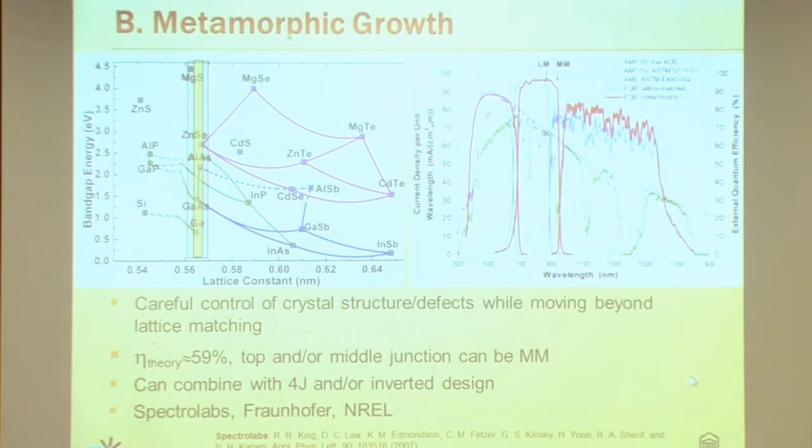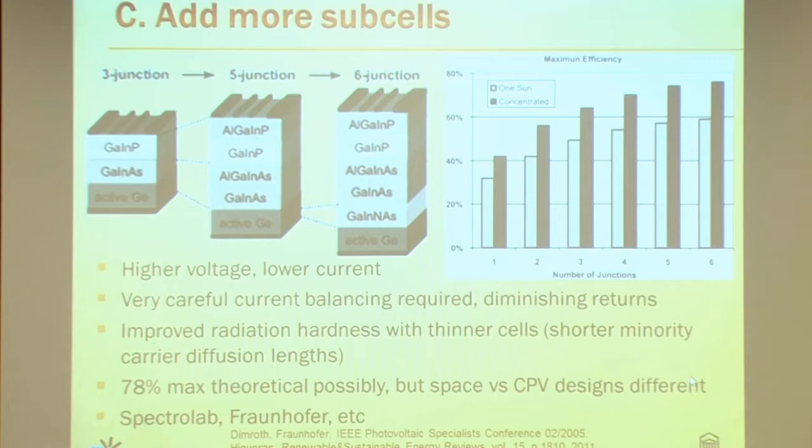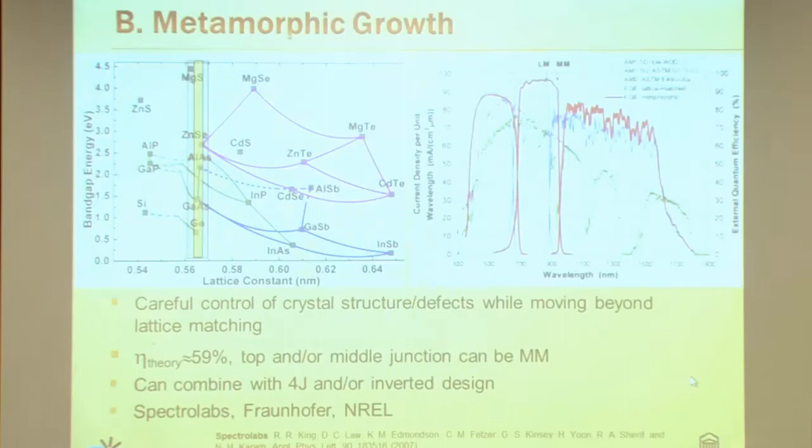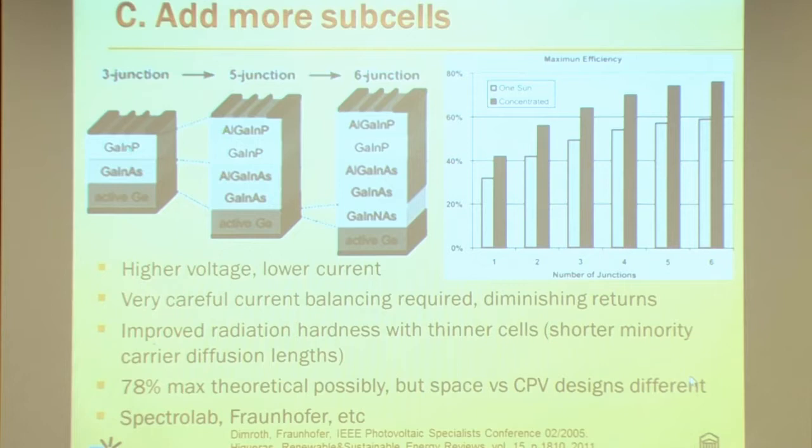Speaking of more junctions, you can add more subcells. So you're going to split this into more, smaller segments of the spectrum. What that's going to do is each subcell's absorbing a smaller portion of the spectrum, so lower current per subcell, but you're stacking more and more of these PN junctions together so you get a higher voltage out. And overall it wins somewhat. You have to do some very careful current balancing in this layer design in order to get that.